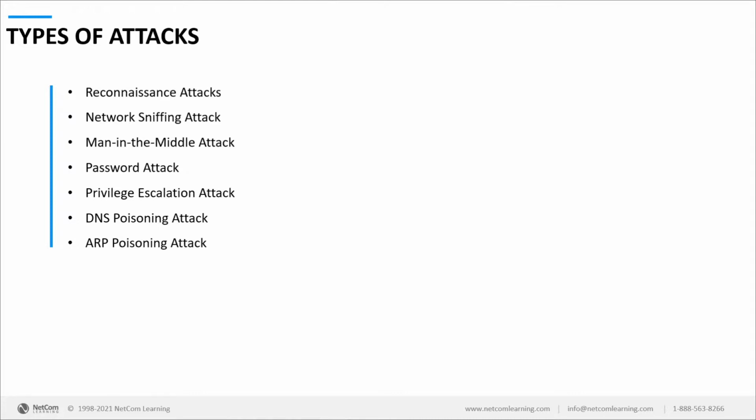DNS poisoning attack, let's talk about that a bit. So the domain name service has been around since the beginning of the internet. And the domain name service can actually shut down the network. We're making some changes today to DNS by encrypting it more so, but that can cause a complete shutdown of the internet if someone exploits it properly.